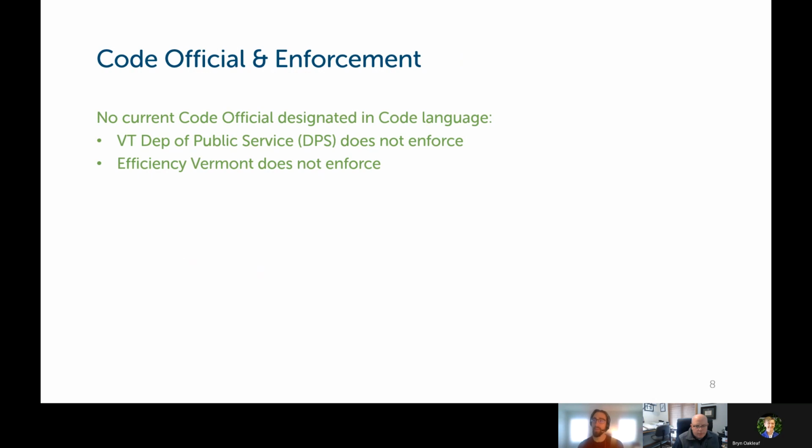Code official and enforcement. There is no official code official designated in the current code language. It does state that the Vermont Department of Public Service does not enforce the code, and I also want to reiterate that Efficiency Vermont does not enforce the energy code.